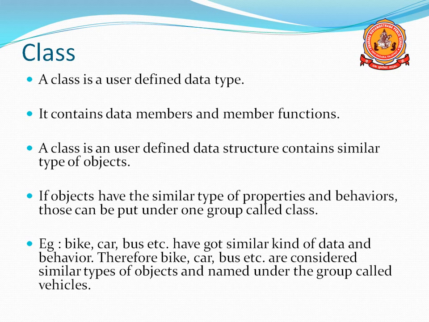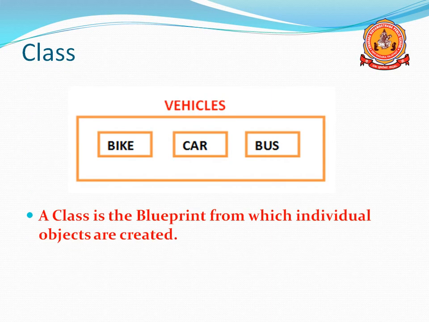We will take an example. Bike, car, bus, etc. have similar kinds of data and behavior. So car, bike, bus, etc. are considered similar types of objects, and these objects have similar properties. We can take all of these in a single group. That group is called vehicles. Understood? That group, vehicles, is known as a class.